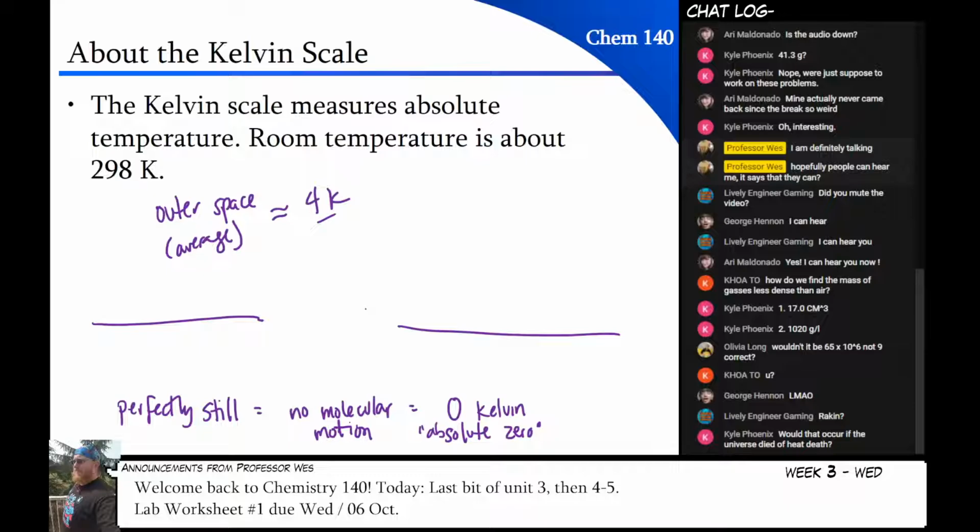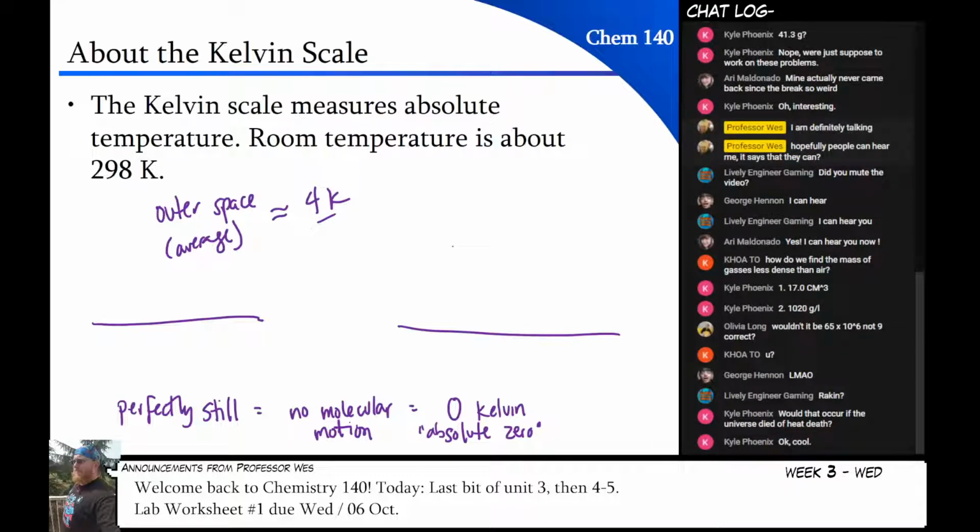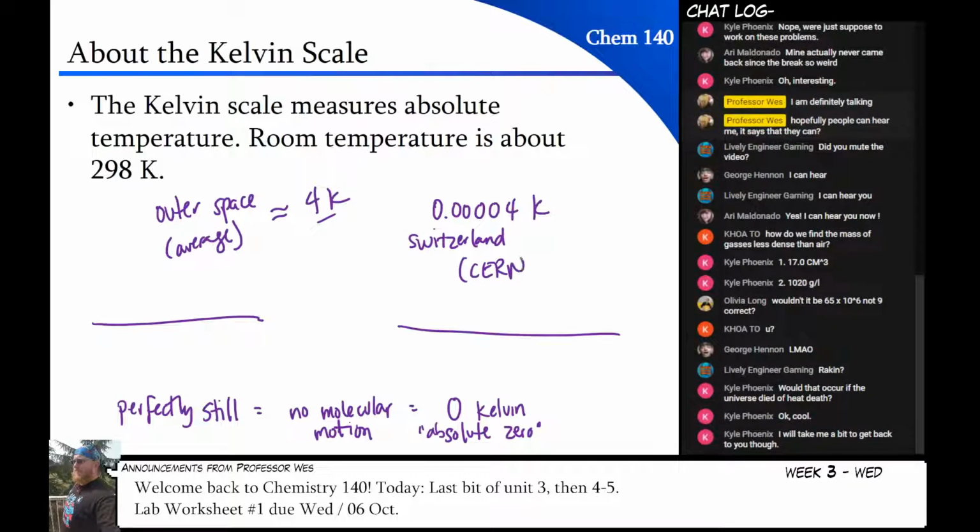Now, the lowest temperature that we have ever gotten to is about this, something like this. And this is in a lab in Switzerland. I think it might be CERN, I'm not sure. So what that means is that the coldest place in the known universe is in Switzerland. That's cool. I've always wanted to go to the Alps because it's cold.